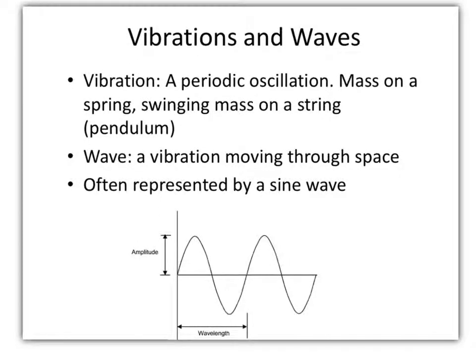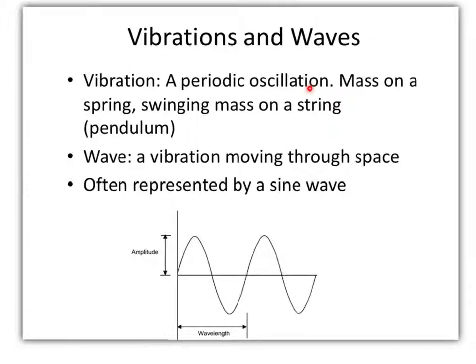This chapter deals with vibrations and waves. Now, a vibration is some kind of a periodic oscillation. A good example of that would be if you were to take a mass and hang it on a spring and pull it down and just let it oscillate up and down, bob up and down. That would be an example of this vibratory motion.